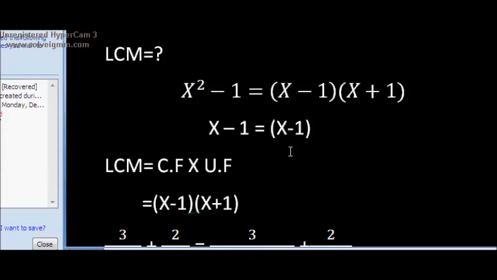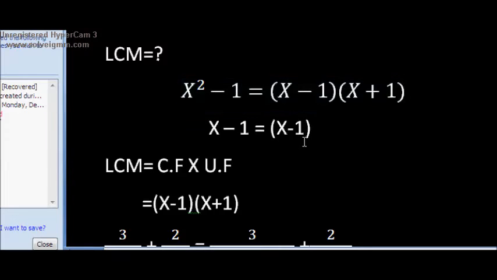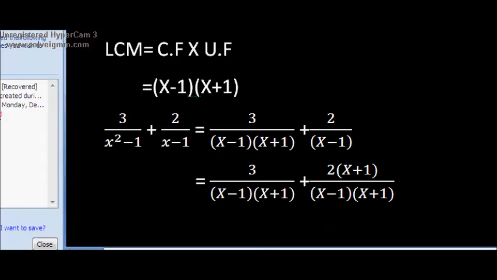As you know, LCM equals common factors multiplied by uncommon factors. So the common factors here are x minus 1 and x minus 1, and the uncommon factor is x plus 1. So common factor x minus 1 multiplied by uncommon factor x plus 1. So your LCM is very easy. Now you have to change your denominator terms into your LCM.